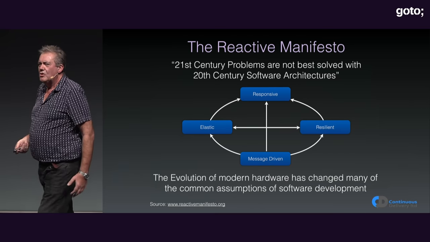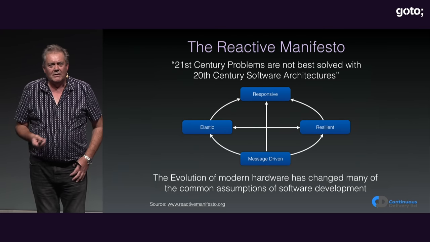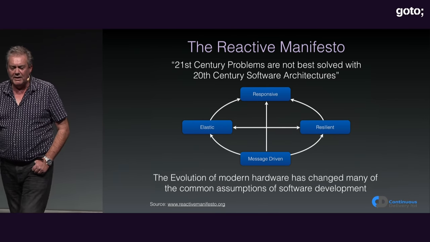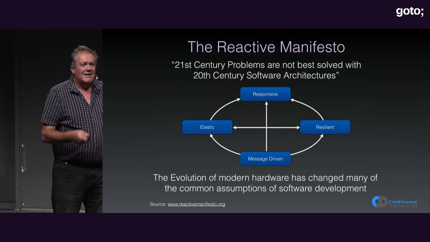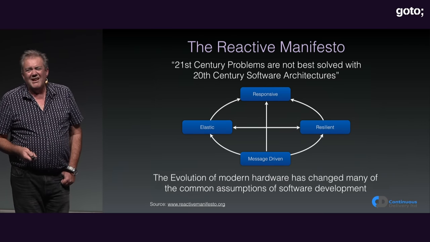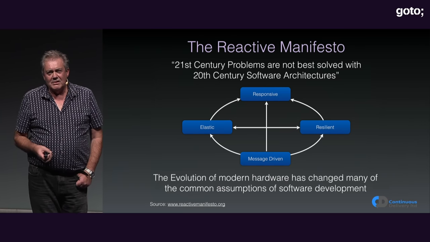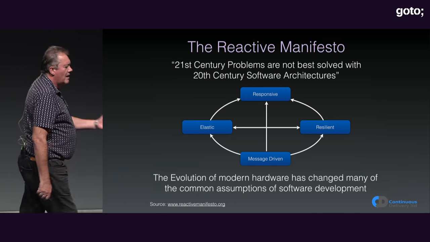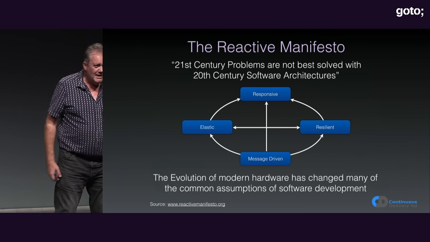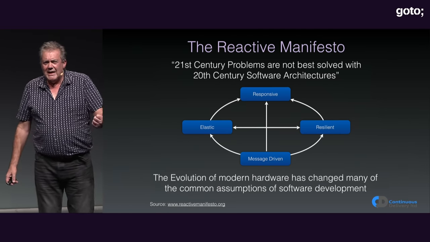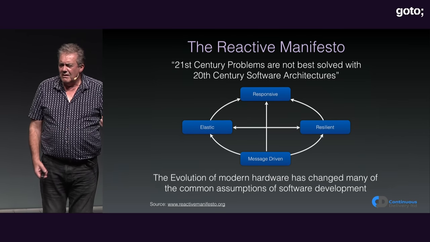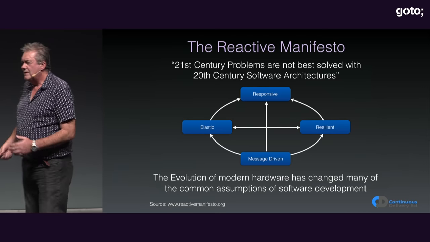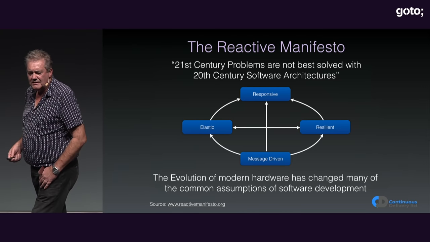To cut a long story short, the elevator pitch for reactive systems and the Reactive Manifesto, which I got involved in authoring sometime afterwards, is that 21st century problems are not really best solved with 20th century software architectures. And yet, I think that most people starting most systems, still to this day, say, okay, so I'm going to pick my language, I'm going to pick my web technology, I'm going to pick my relational database. Now, what's the problem again? But that's not really what we're talking about. There are more options than that.